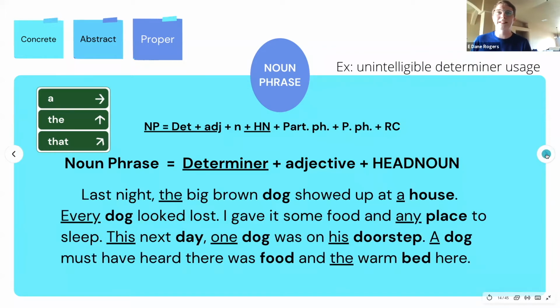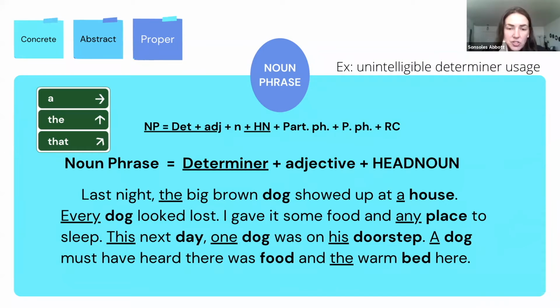So now let's mix those up. Can you read this paragraph for me? Last night, the big dog showed up at a house. Every dog looked lost. I gave it some food and any place to sleep. This next day, one dog was on his doorstep. A dog must have heard there was food and the warm bed here.